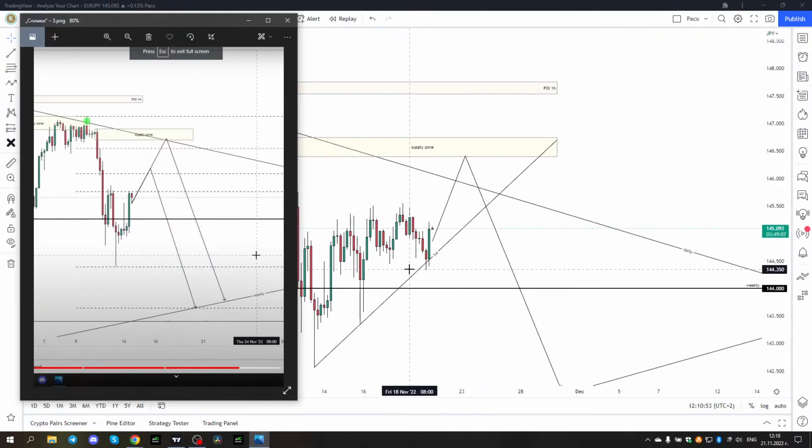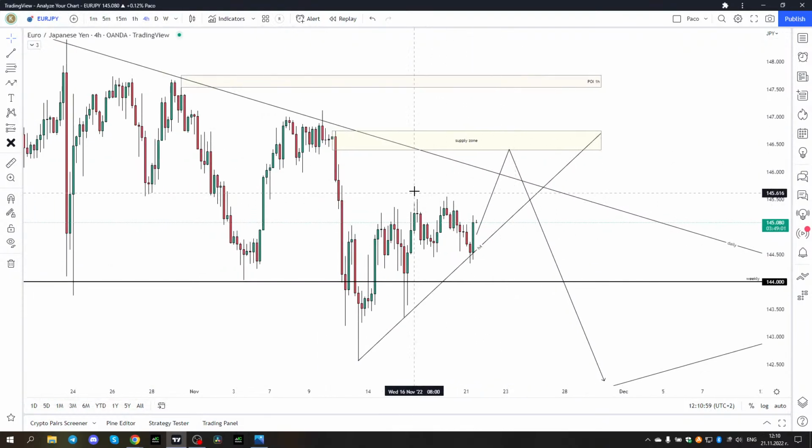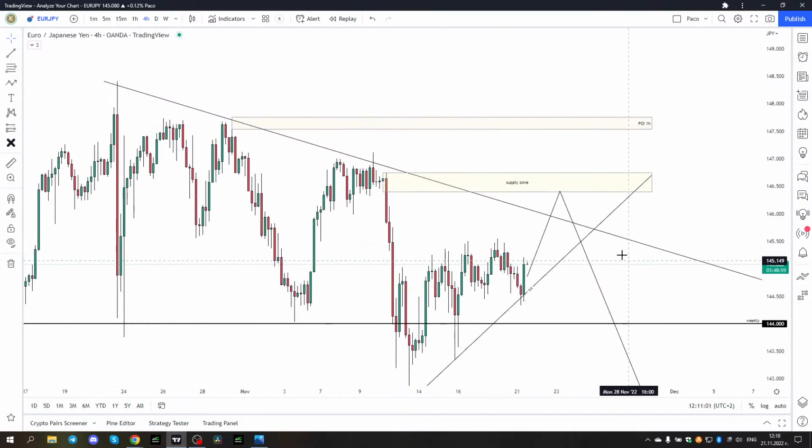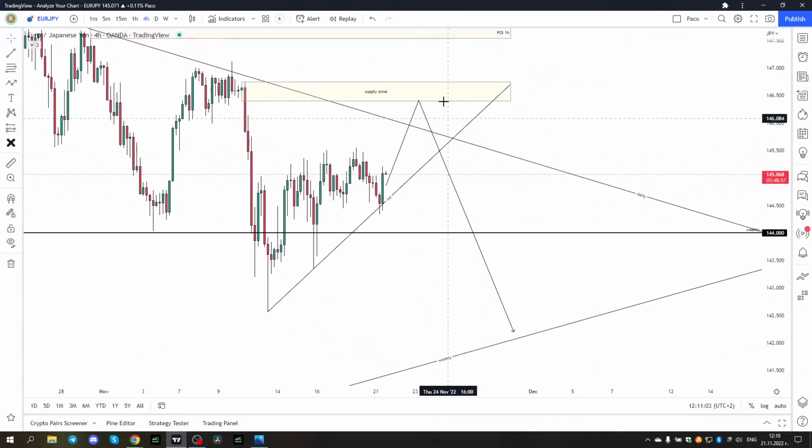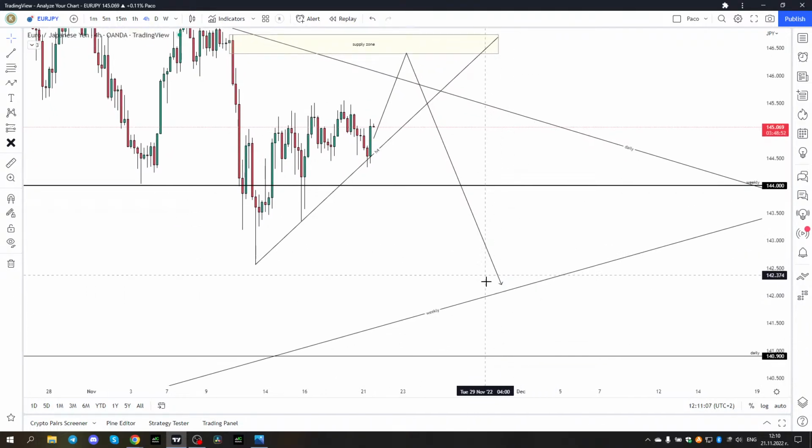Again, the analysis from the last week is pretty much the same. We expect the price to reach the supply zone and probably to make another point on this trend line and to make the new bearish impulse wave to this weekly trend line.